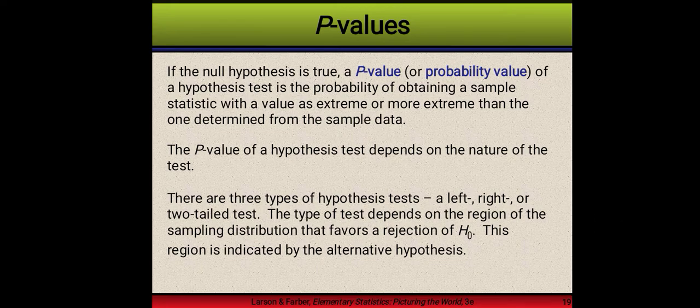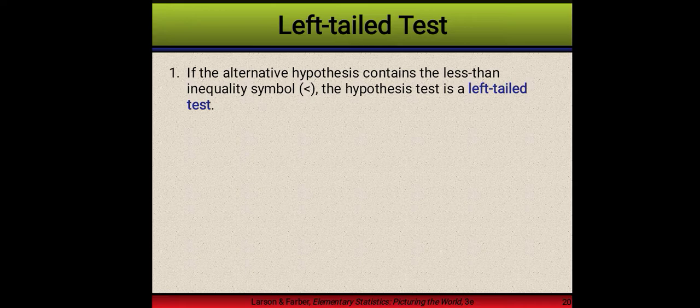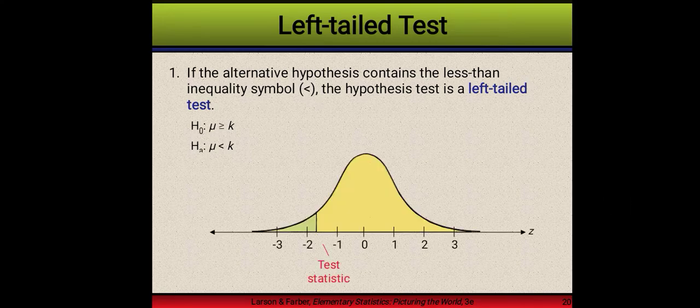Left-tailed test. If the alternative hypothesis contains the less than inequality symbol, the hypothesis test is a left-tailed test. That is a representation of a left-tailed test. There is a less than inequality symbol, or it is in the region of the negative in the graph, wherein P is the area to the left of the test statistic.